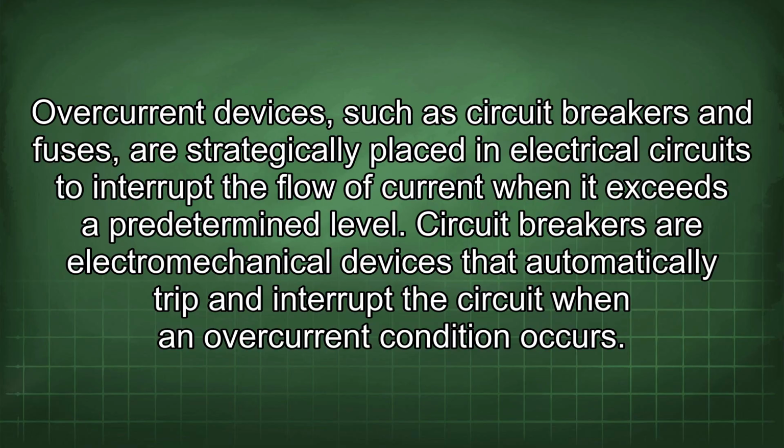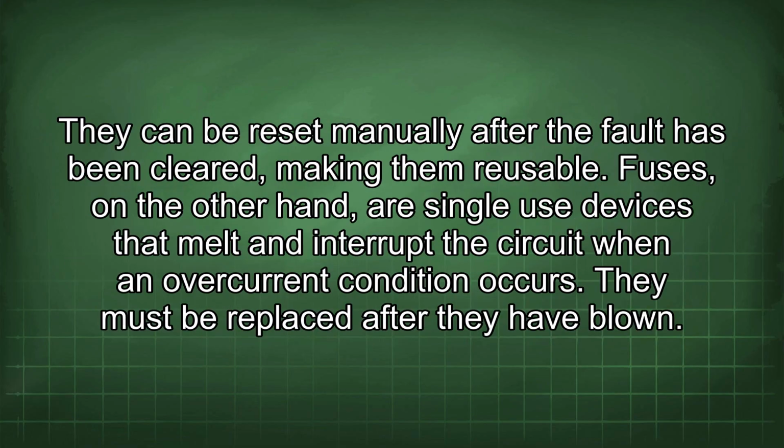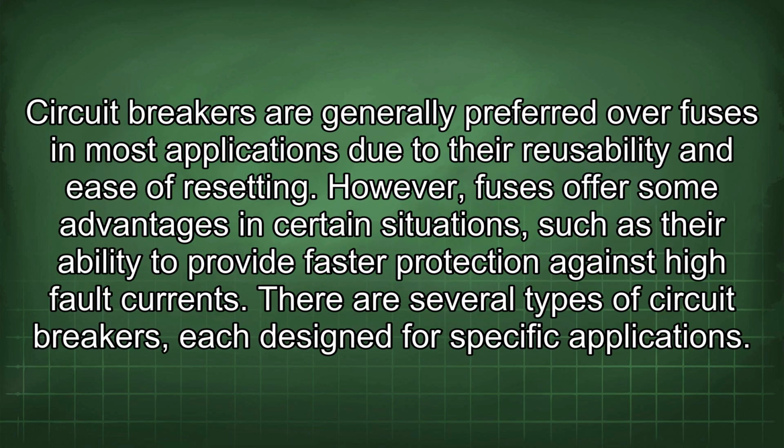Circuit breakers are electromechanical devices that automatically trip and interrupt the circuit when an overcurrent condition occurs. They can be reset manually after the fault has been cleared, making them reusable. Fuses, on the other hand, are single-use devices that melt and interrupt the circuit when an overcurrent condition occurs. They must be replaced after they have blown. Circuit breakers are generally preferred over fuses in most applications due to their reusability and ease of resetting. However, fuses offer some advantages in certain situations, such as their ability to provide faster protection against high fault currents.